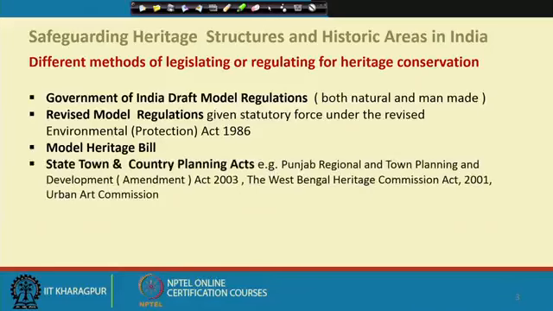And the State Town and Country Planning Acts, which we have already discussed, such as the Punjab Regional and Town Planning and Development Amendment Act of 2003, are very important, because it takes a region and the broader context, and then the town and the local level. So, it is a good hierarchy, one can follow that. And the West Bengal Heritage Commission Act of 2001, West Bengal is the only state in the country which has a state-wide Heritage Commission Act, and then also the Urban Art Commission Act, which is in Delhi.